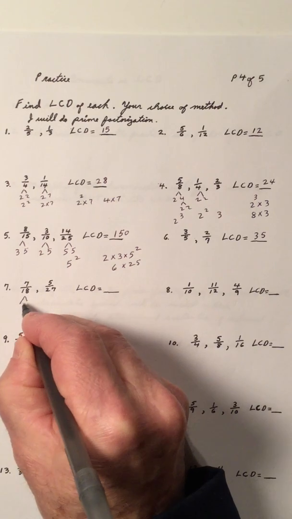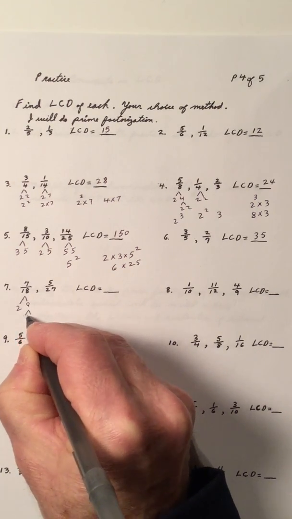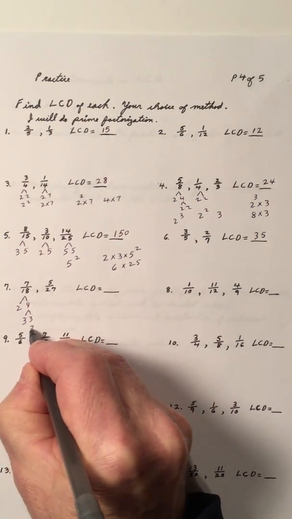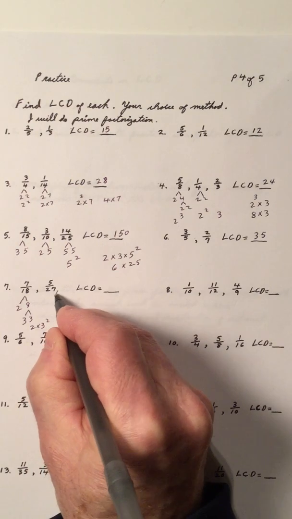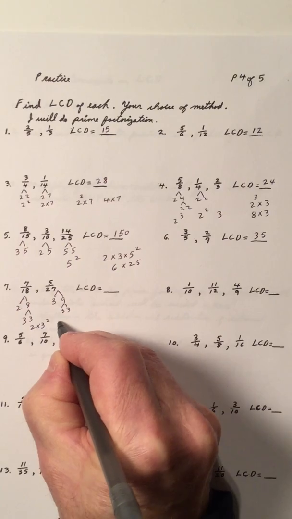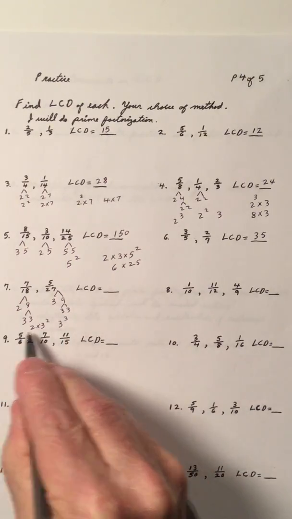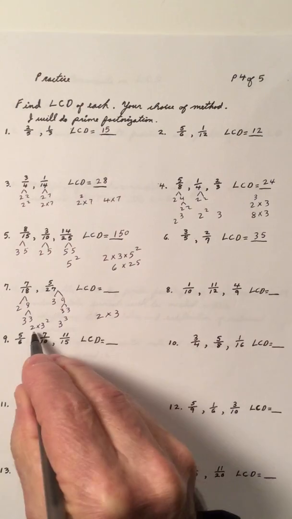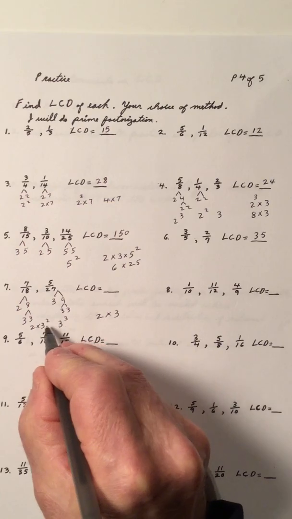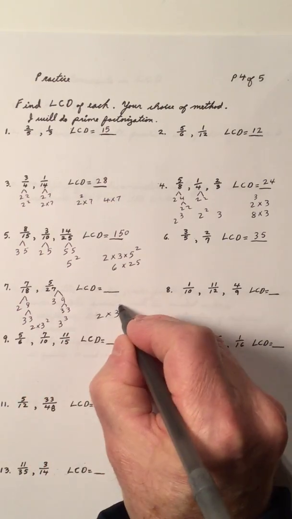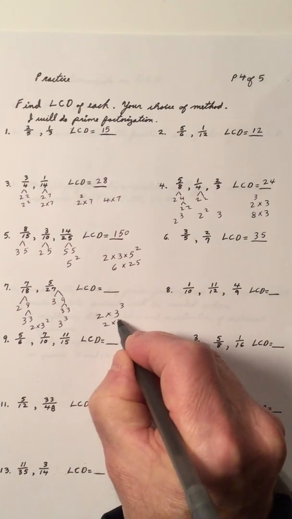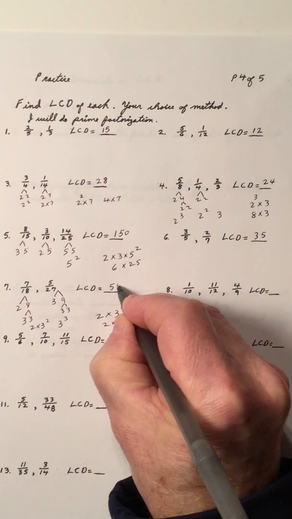18 is 2 times 9. 9 is 3 times 3. So that's 2 times 3 squared. 27 is 3 times 9, which is 3 times 3, so that's 3 cubed. So the multiple has a 2 and a 3 factor. I have a 1 for the power of 2. The largest power of 3 is 3, because we have 3 squared and 3 cubed. We take the 3 cubed. So that's 2 times 27, which is 54.